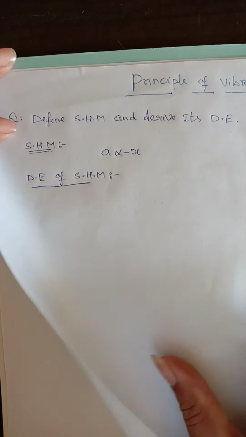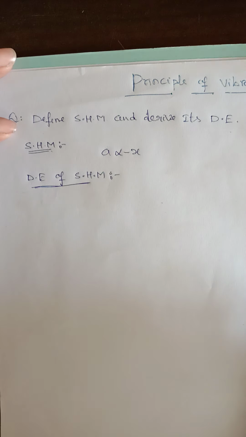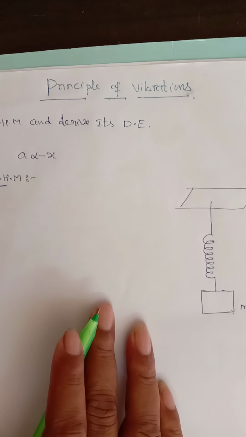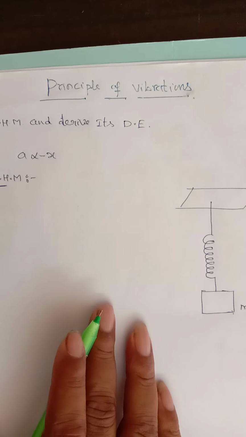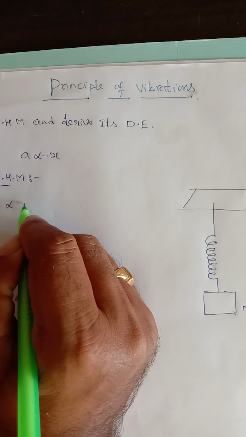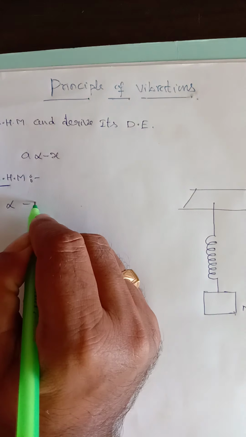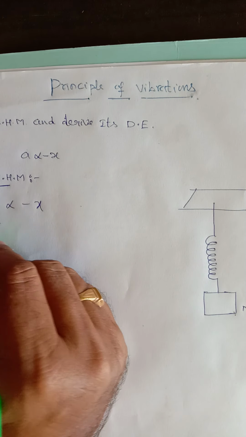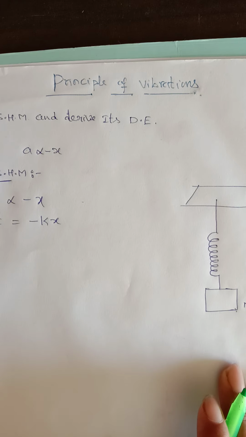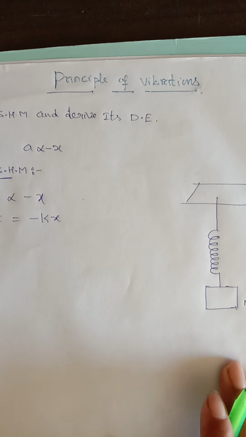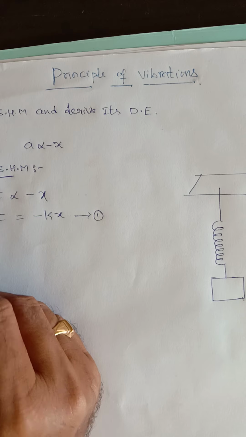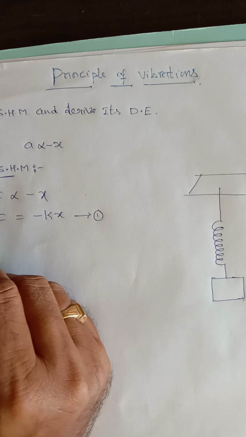The force acting on the mass m at any time during its motion is given by F is proportional to minus x, so F equals minus kx, where k is the proportionality constant or spring constant. This is equation 1.